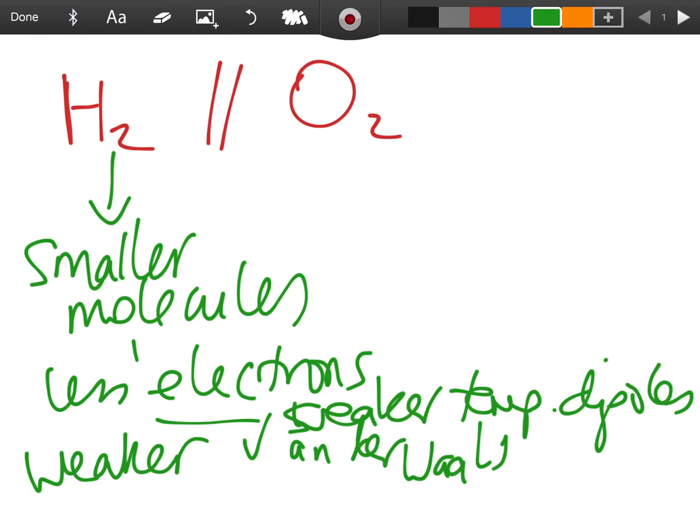Or alternatively, you could take it from oxygen's point of view and say oxygen has more electrons, therefore oxygen will be able to set up stronger temporary dipoles and as a result have stronger van der Waals forces. Therefore it would need more energy to break the van der Waals forces between oxygen molecules, resulting in it having a higher boiling point.